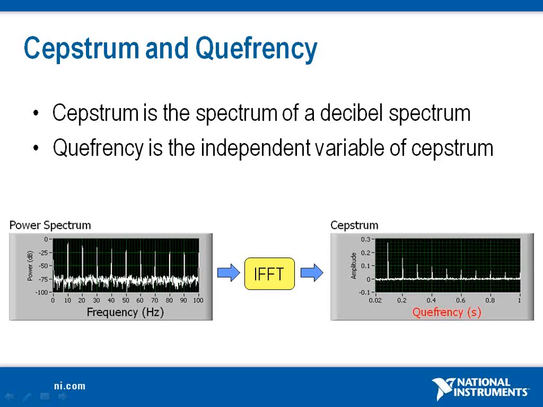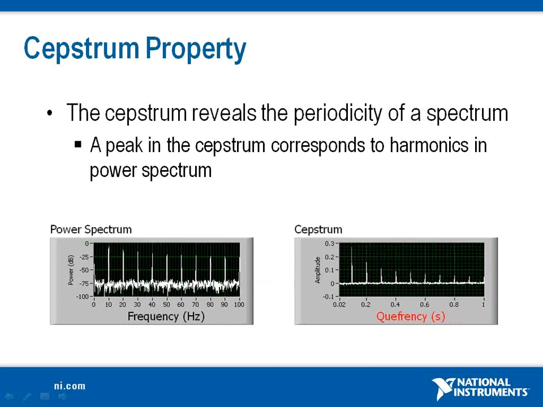A spectrum reveals the periodicity of a time domain signal, while a cepstrum reveals the periodicity of a spectrum. You can consider cepstrum as the spectrum of spectrum. Spectra are the easiest tools to use to understand the periodicity of a signal. So a cepstrum is also called a spectrum of spectrum. Harmonics are very common in spectra. Harmonics are periodic components in a spectrum. So we can use a cepstrum to detect whether there are harmonics in a spectrum.